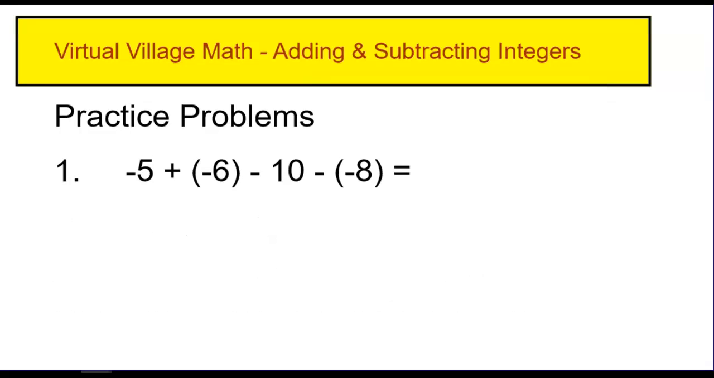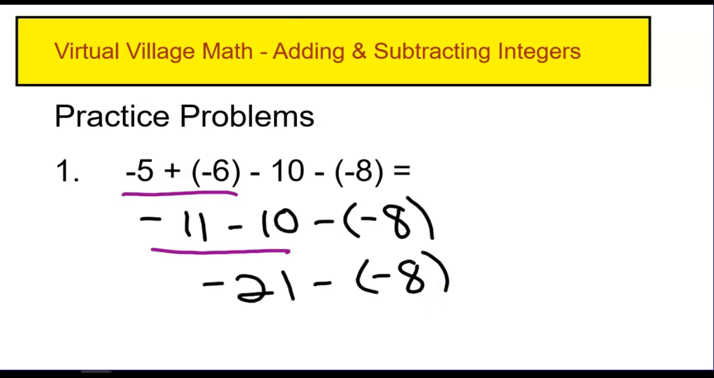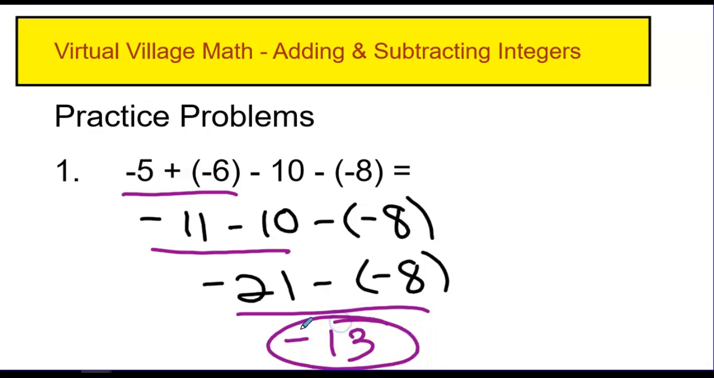All right, here are some for you to practice on your own. Let's look at the first one. I'm going to do this one from left to right. Negative 5 plus negative 6 gives me negative 11. Now I'm going to rewrite the rest of the problem. Again, this is super helpful when the problems are long and when we start getting different operations in them, which we will soon. Negative 11 minus 10 is negative 21. Negative 21 minus negative 8, I'm showing you exactly what I'm doing here, trying to be really organized with my work so you can follow my thinking. Negative 21 minus a negative 8 is going to give me negative 13.